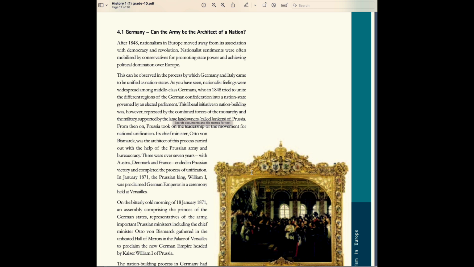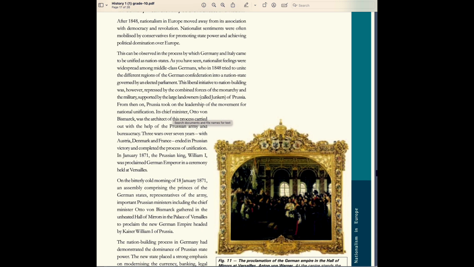As you have seen, nationalist feelings were widespread among middle-class Germans who in 1848 tried to unite the different regions of the German Confederation into a nation state governed by an elected parliament. This liberal initiative to nation building was, however, repressed by the combined force of the monarchy and the military, supported by the large landowners of Prussia. From then on, Prussia took on the leadership of the movement for national unification.